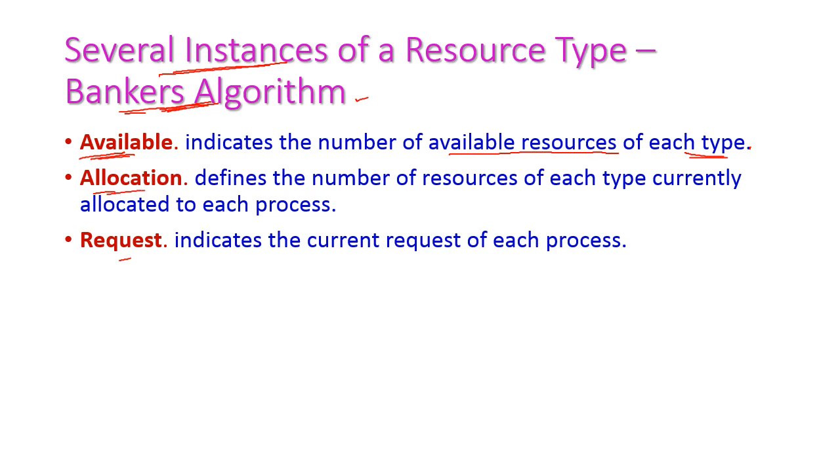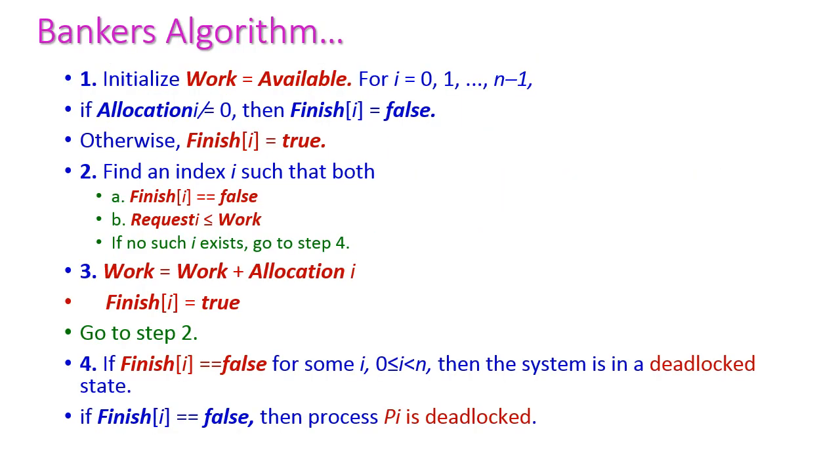Next one is allocation, which defines the number of resources of each type currently allocated to each process. And the third one is request. The request indicates the current request of each process. With this information, let us try to write this Banker's algorithm.